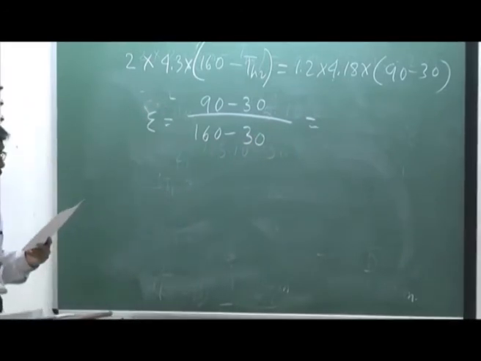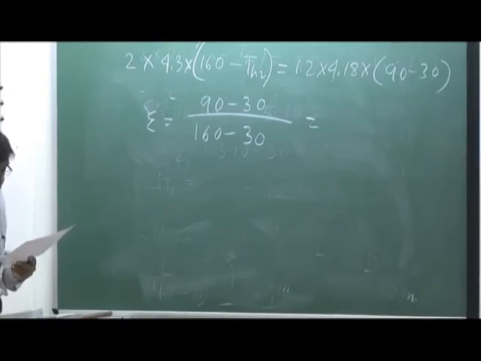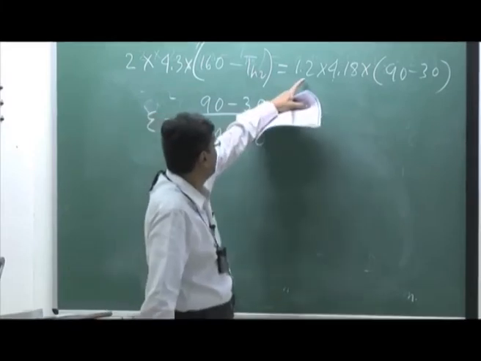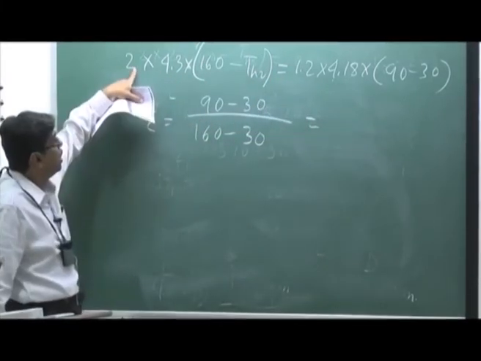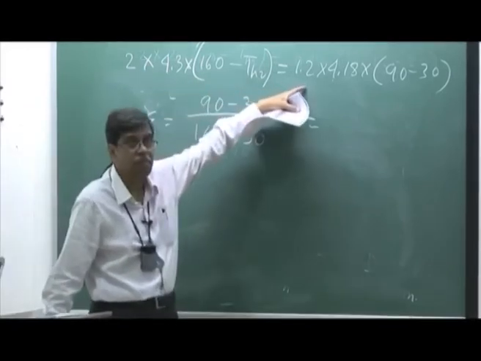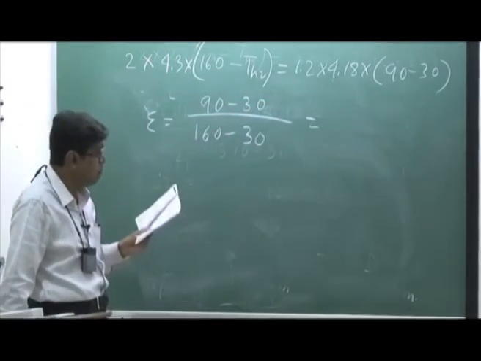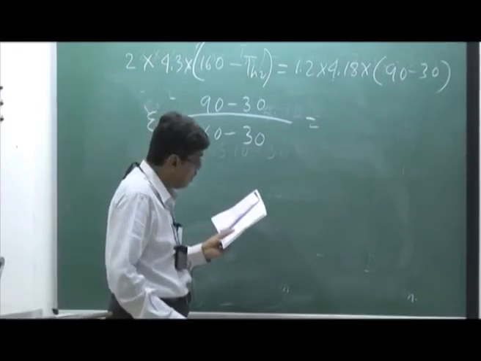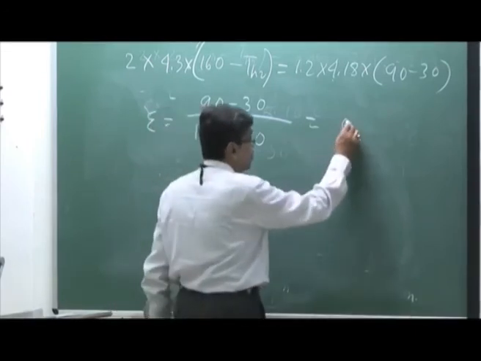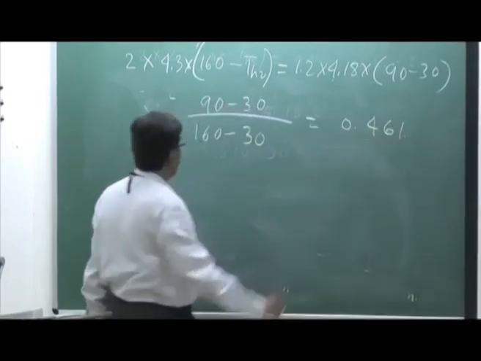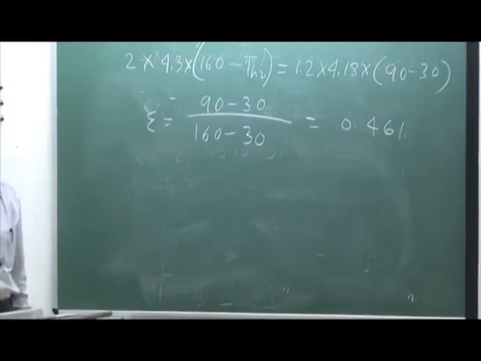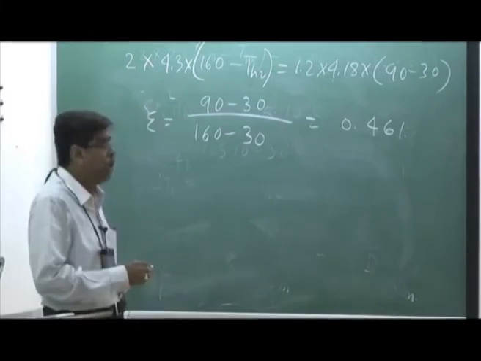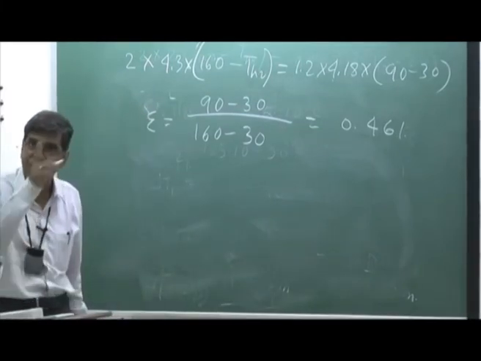So epsilon will be, where they have done epsilon business? Oh, however, leave it. 90 minus 30 is the minimum. So this is the epsilon. So epsilon becomes what? 0.461. Okay. Now, problem is that epsilon is known. You have to find out what? Surface area and finally length.